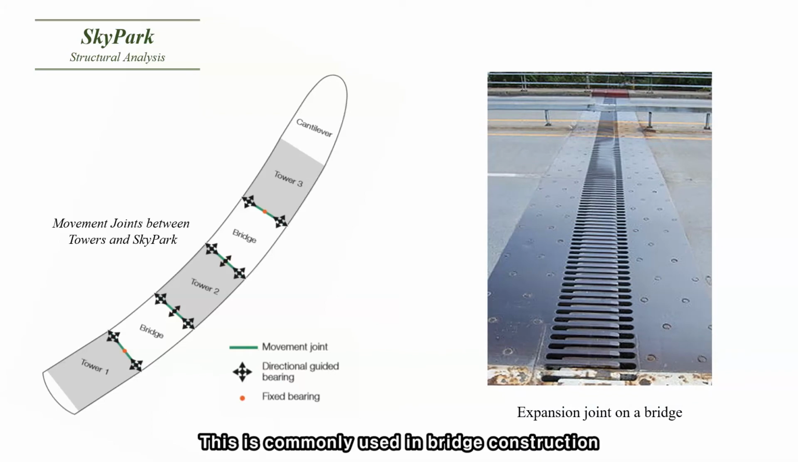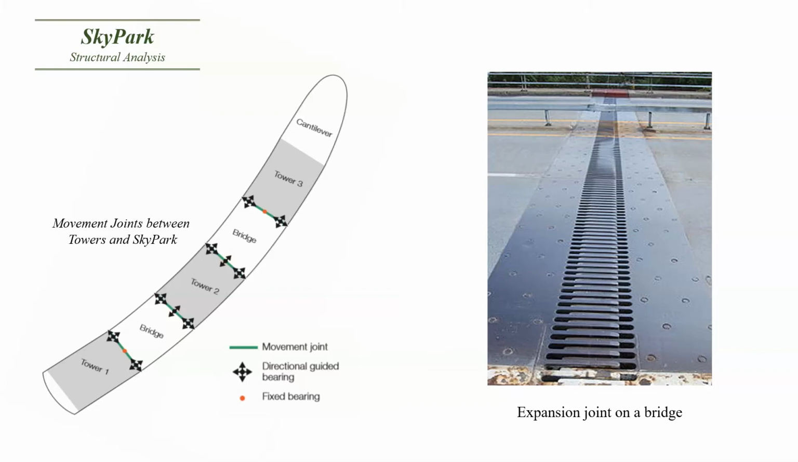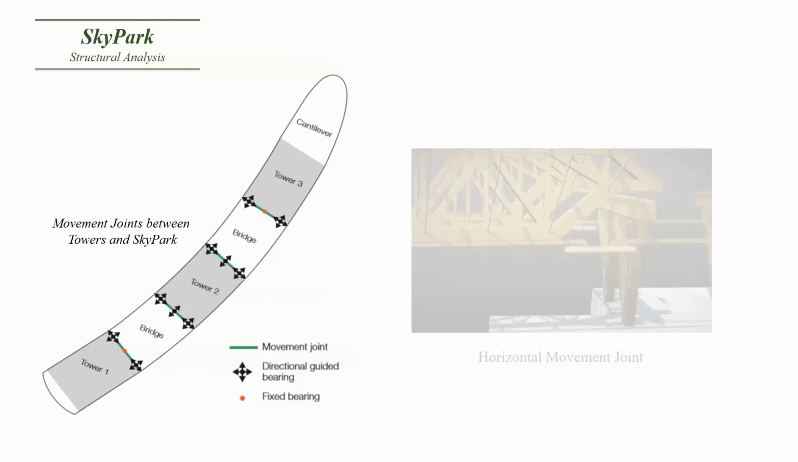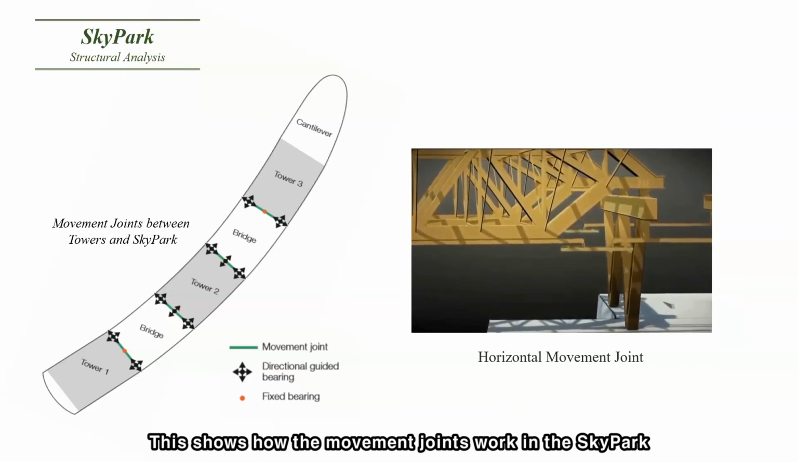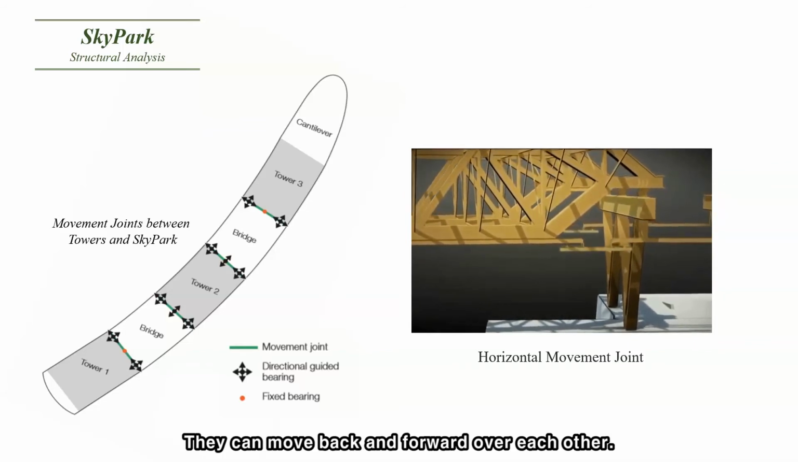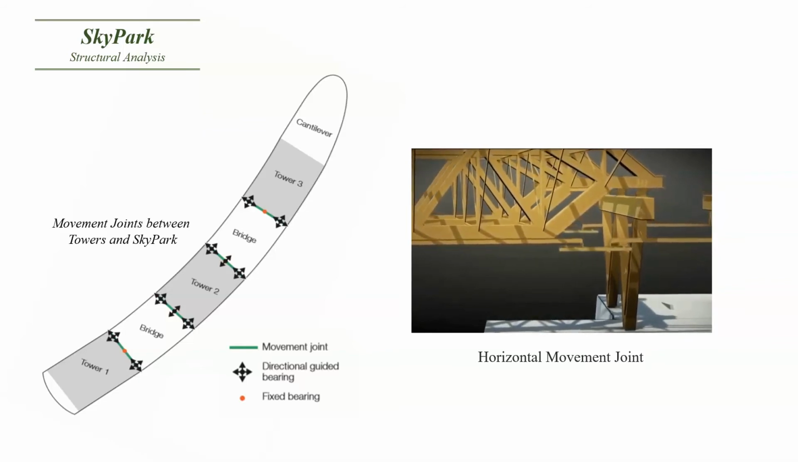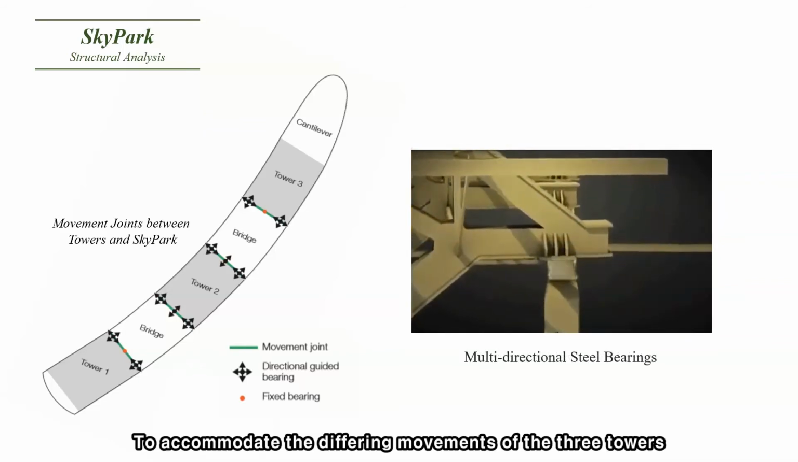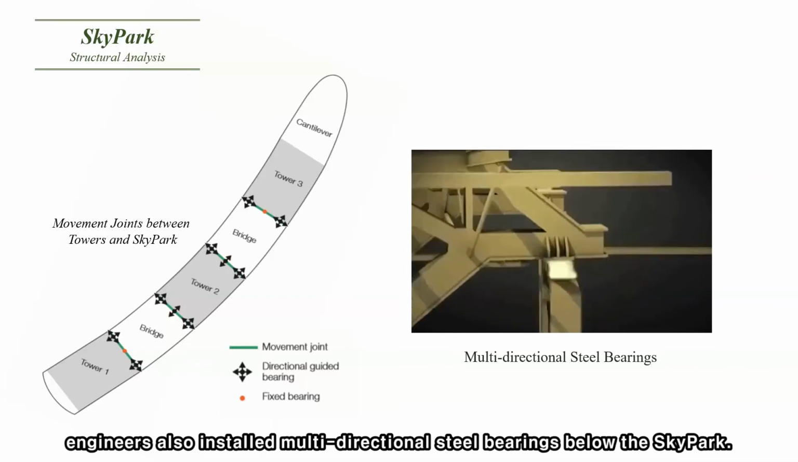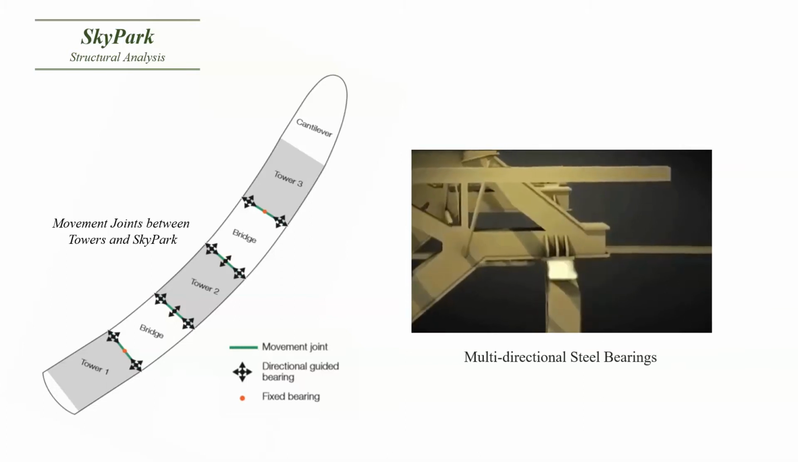This is commonly used in bridge construction. Movement joints of Marina Bay Sands Skypark are inspired by bridge engineering technology. This shows how the movement joints work in the Skypark. They can move back and forward over each other. To accommodate the differing movements of the three towers, engineers also installed multi-directional steel bearings below the Skypark.